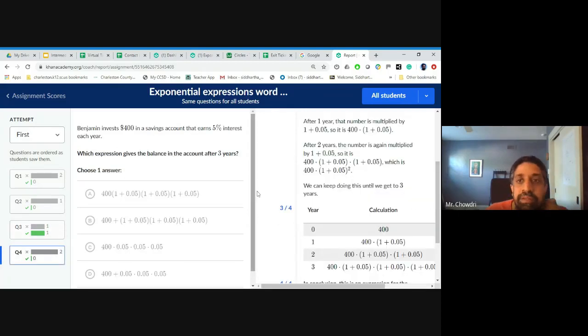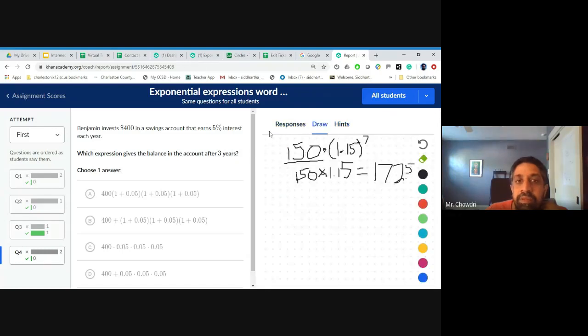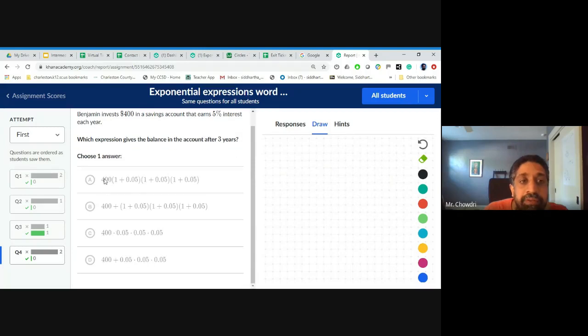And then finally, again, we're going to clear this. This is talking about interest rates, all right? And this is what banks do, and this is how you can make some money. Benjamin has $400 in a savings account that earns 5% each year. After 3 years, how much money is he going to have? So he's going to have 400 times 1.05, 1 plus 0.05. So there's many ways to write it. This is actually the way that they've chosen, A right here.